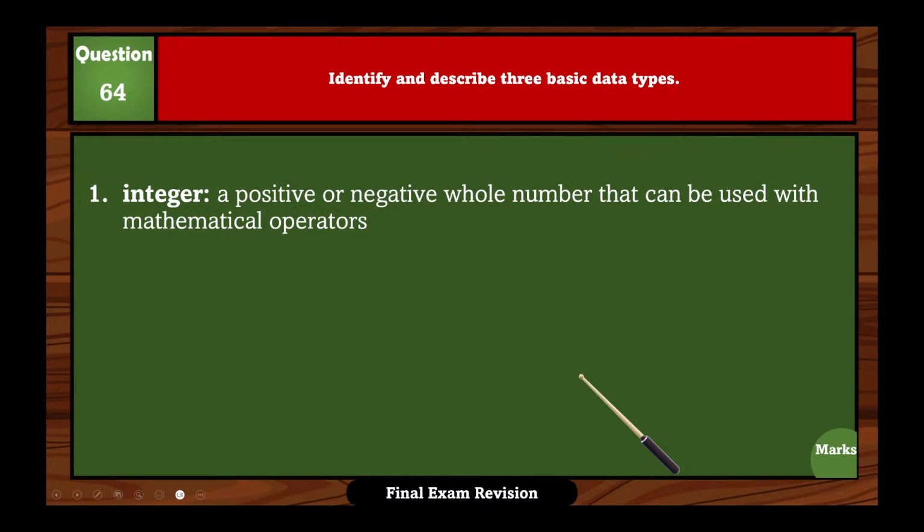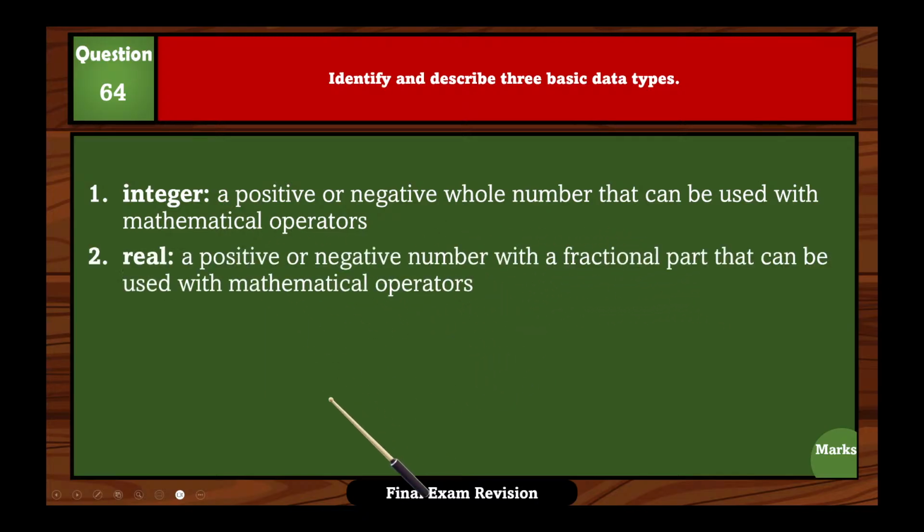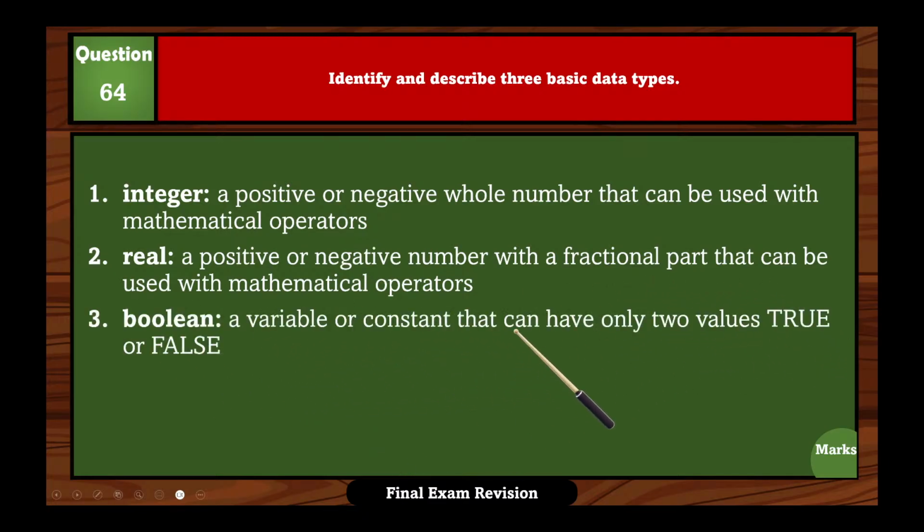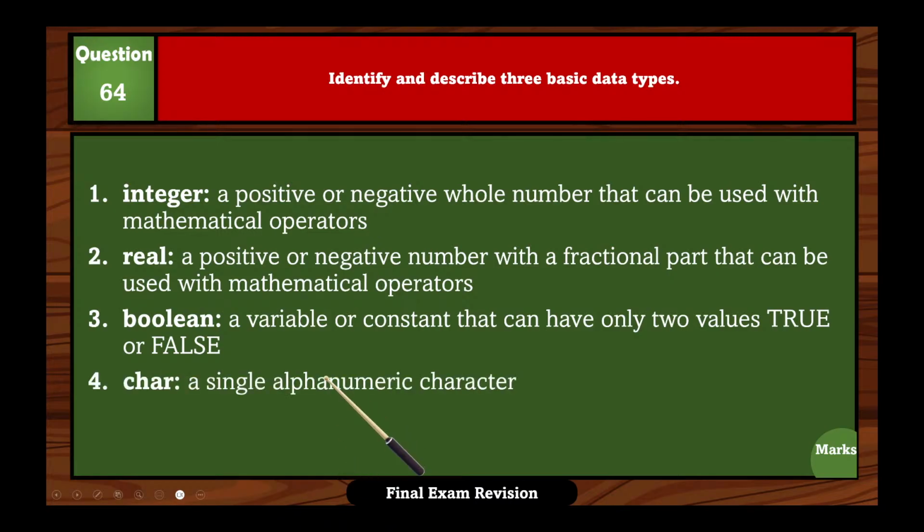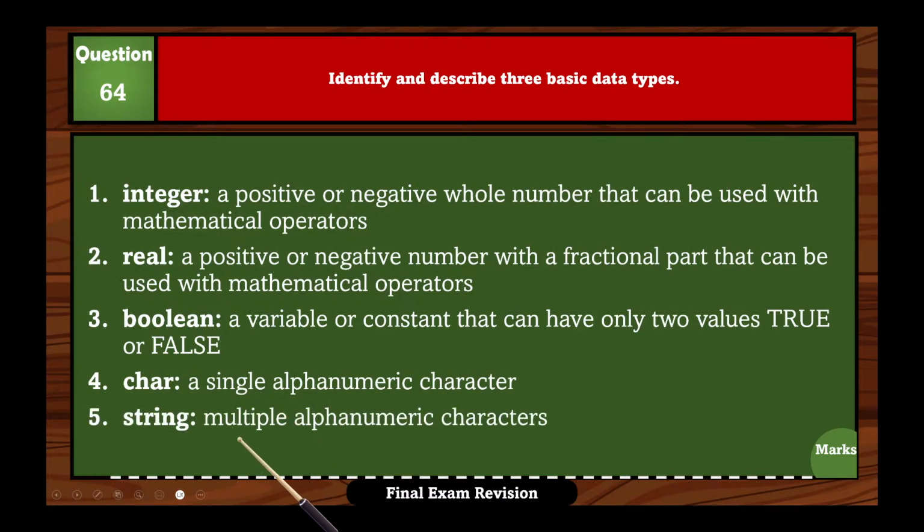So next, question number 64, identify and describe 3 basic data types. So first one is integer, a positive or negative whole number that can be used with mathematical operators. Next one is real, positive or negative numbers with fractional parts that can be used with mathematical operators. Then you have the Boolean, a variable or a constant that can have only 2 values, true or false. Next one is char, a single alphanumeric character. And the last one is string, multiple alphanumeric characters.